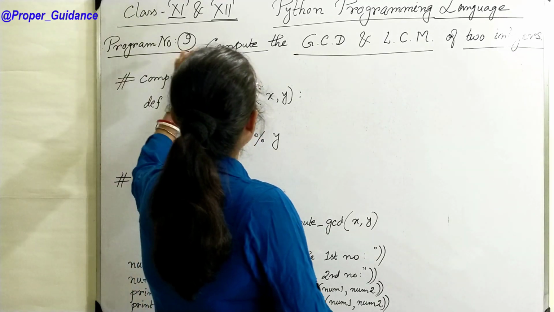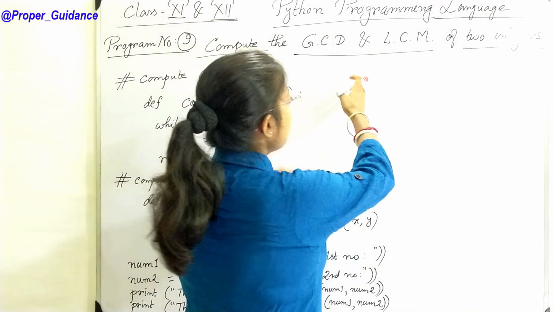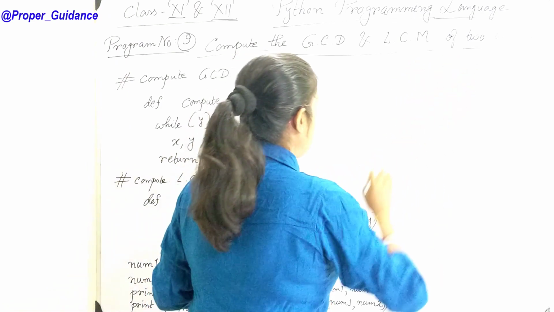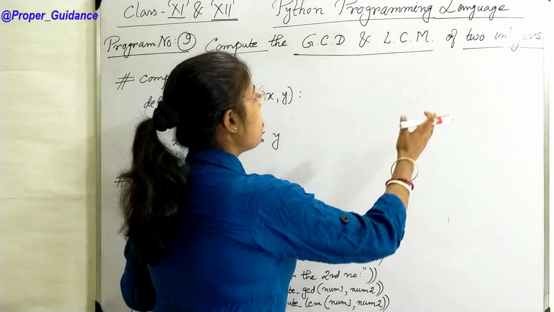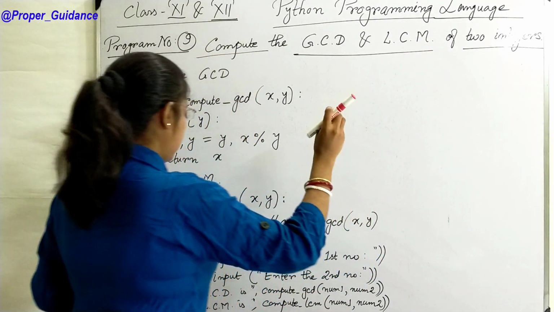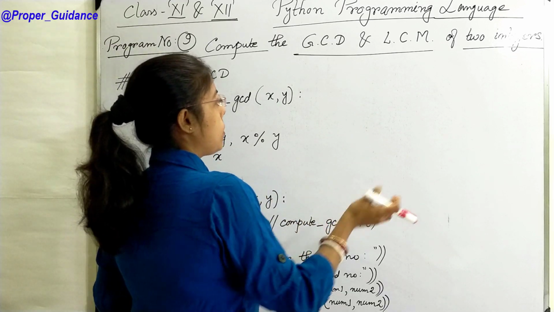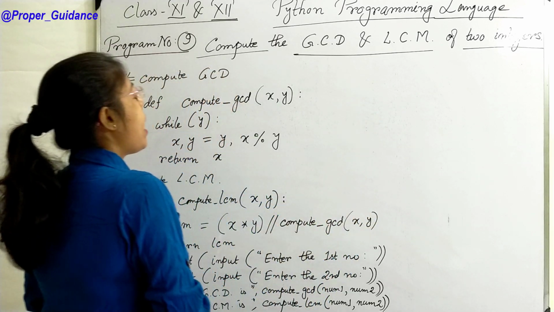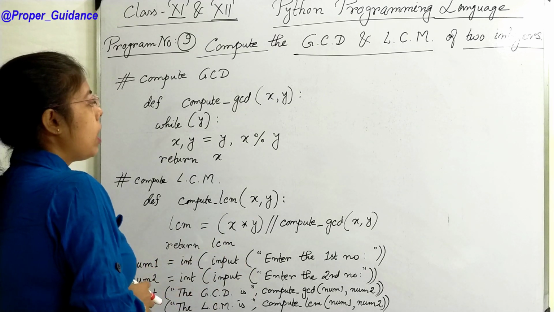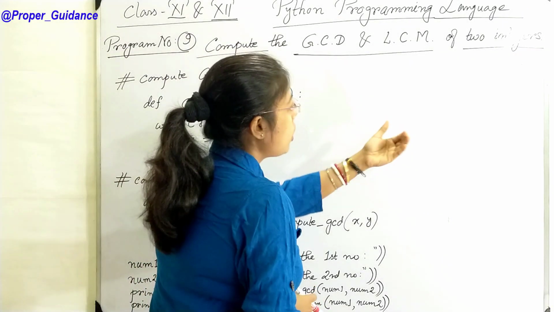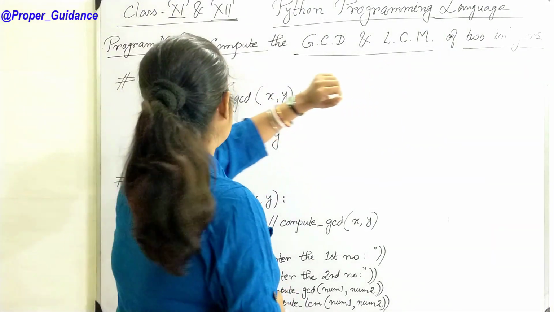Okay, so today's program is compute the GCD and LCM of two integers. We have to compute the GCD and LCM of two integers, and these integers will be user given. You can take this as static integers as well as you can do it by user input. I have done this program taking two user inputs for two integers.